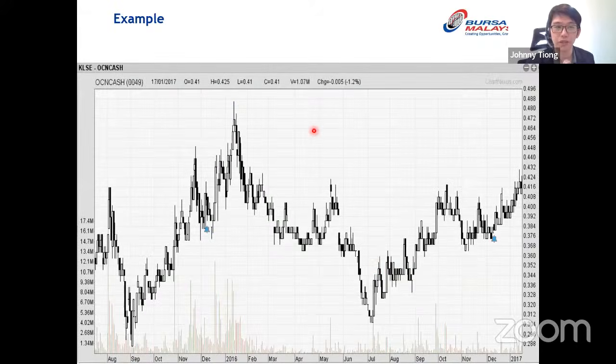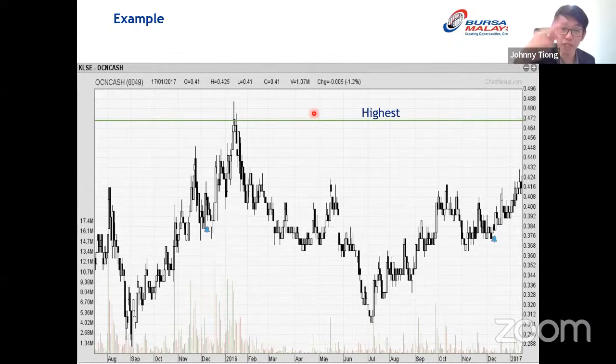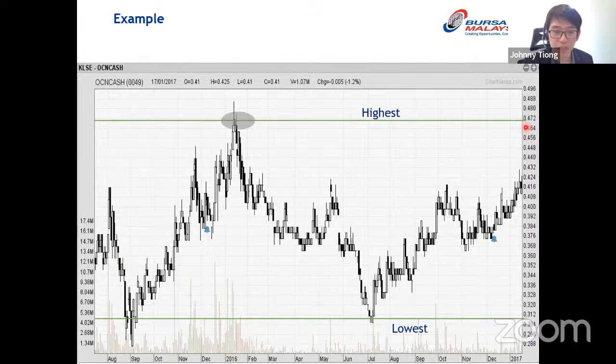For this example, we look at this stock, Aussian cash. Remember, we draw from the highest point on the chart. This is already more than 1.5 years. Highest line, then the lowest line. You see this lowest line, why do I draw it here? Because it connects 2 points. And then from left to right, I try to draw more lines.